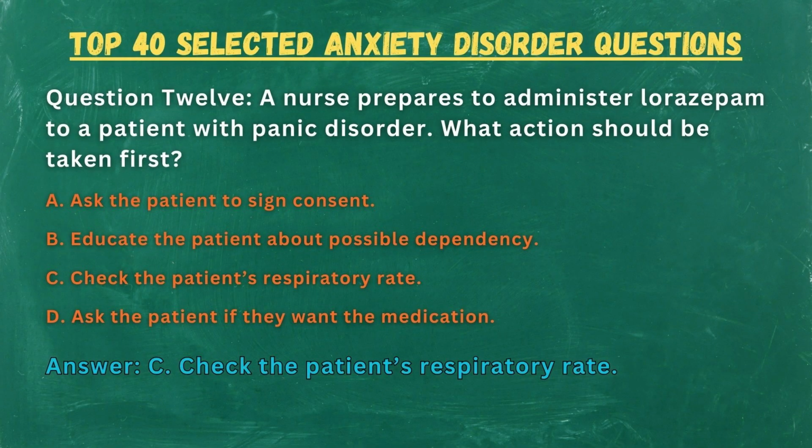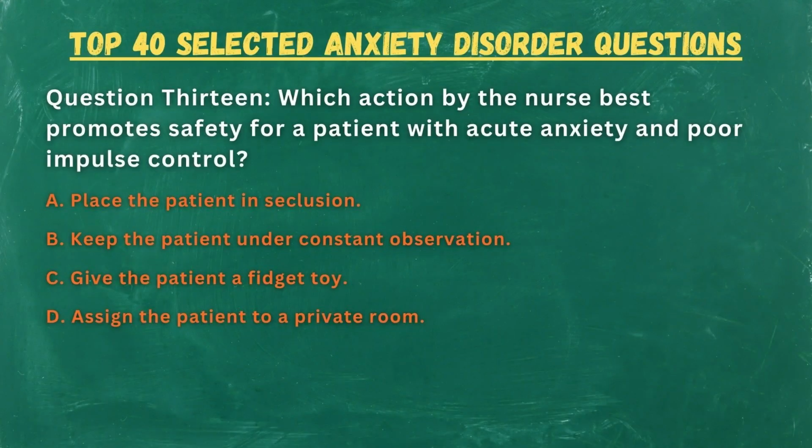Answer: C. Check the patient's respiratory rate. Question 13. Which action by the nurse best promotes safety for a patient with acute anxiety and poor impulse control?